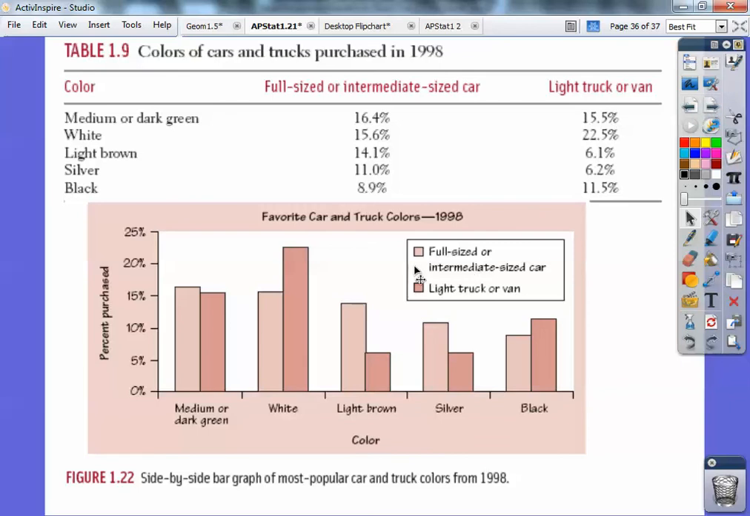Here's the lighter graph, and here's the key right here: the lighter one is the full size or intermediate size car, and the darker graph is the light truck or vans. Okay, so that's how you do a dual graph of a bar graph, just right next to each other. Here's my medium or dark green. Here's my white, my light brown. So my light brown went up to 14%, and then it went to 6.1%. So here's my 14%. Here's my 6.1%. Okay, 14.1%.